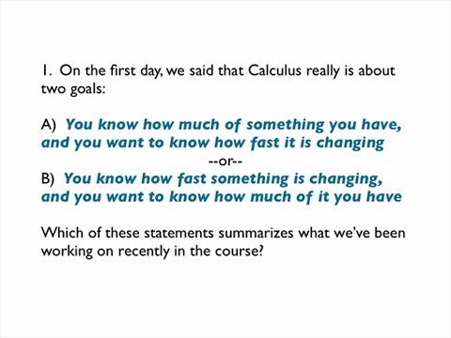What have we been working on? A or B? You know how much of something you have and you want to know how fast it's changing, or you know how fast something is changing and you want to know how much of it you have. So this is a good kind of wake-up call if you don't get this one right, okay? The answer is B.